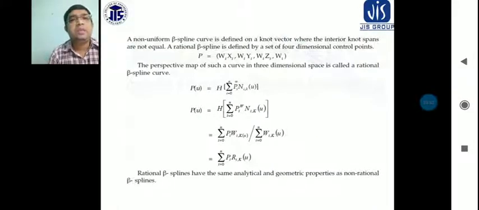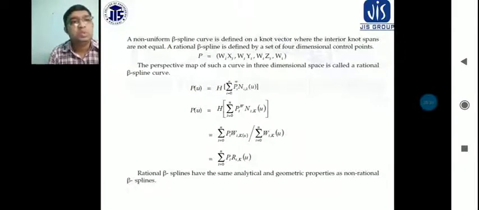You can see here a non-uniform B-spline curve is defined on a knot vector where the interior knot spans are not equal. A rational B-spline is defined by a set of four-dimensional control points, P equals Wi xi, Wi yi, Wi zi, Wi. The perspective map of such a curve in three-dimensional space is called a rational B-spline curve.